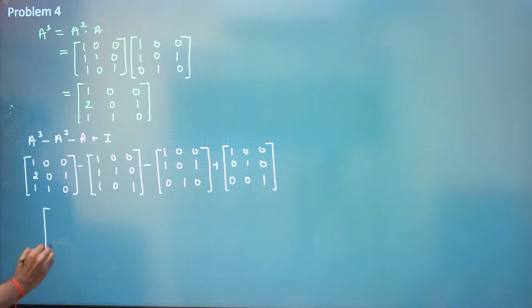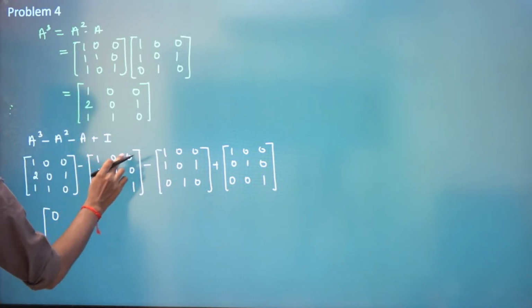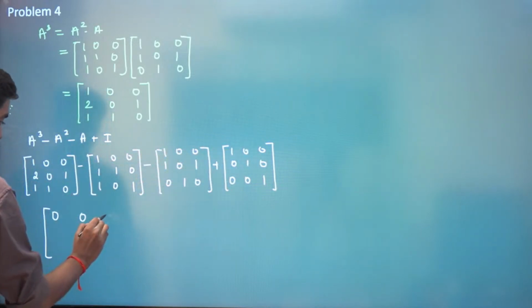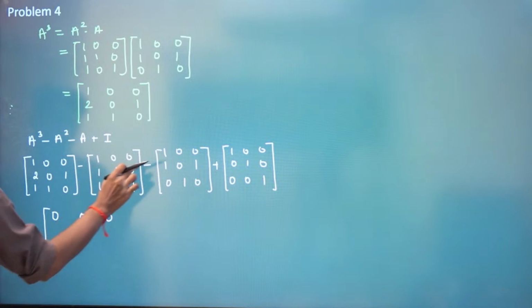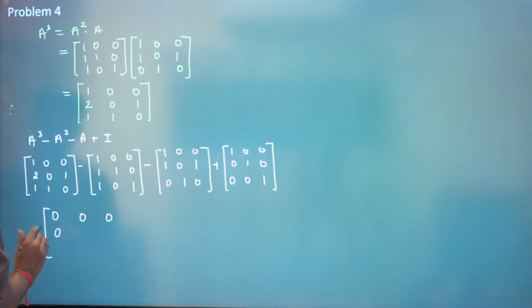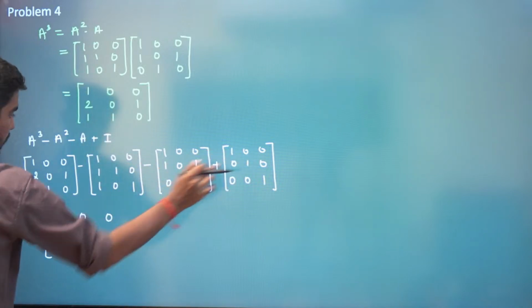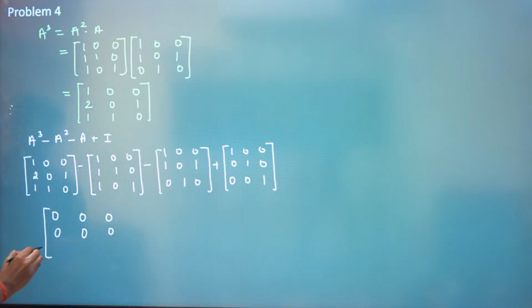So you'll get this as 0, 0 minus 0 minus 0 minus 0, 0 minus 0 minus 0 minus 0, 2 minus 1 is 1, 1 minus 1 is 0, 1 plus 0, 0 minus 1 minus 1 plus 1, it is 0, 1 minus 1 is 0. Yes. So you can see that it is equal to 0. It is equal to the zero matrix.